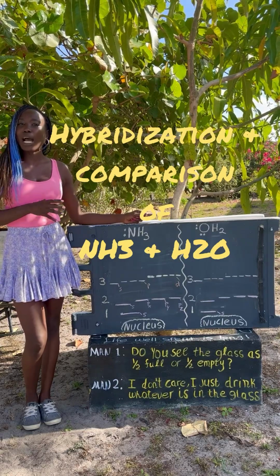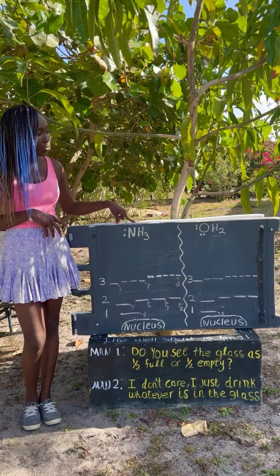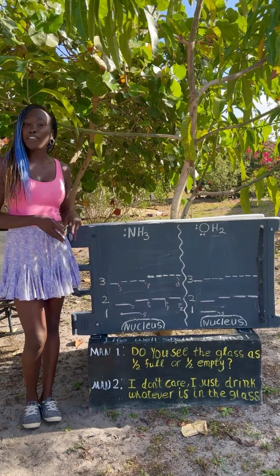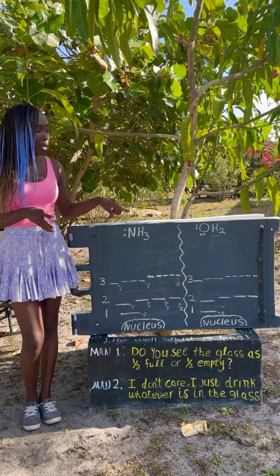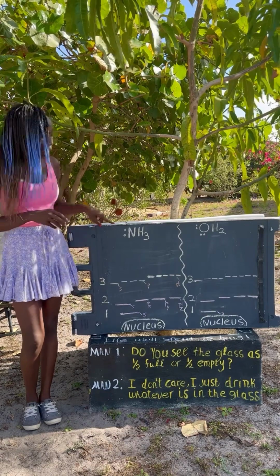Today we're going to be doing the hybridization configuration for NH3 and for H2O, compare them, explain their bond angle and why they have lone pairs. So let's start with NH3.